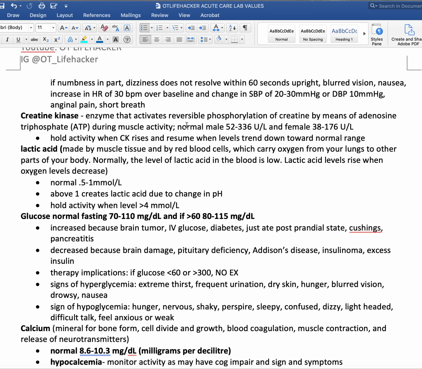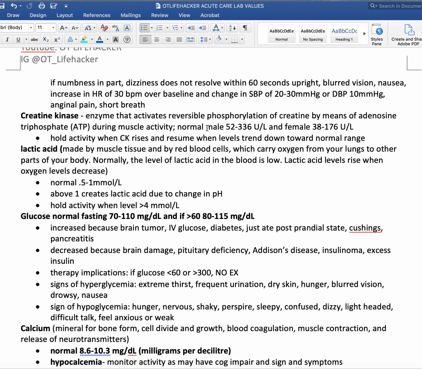Now, creatine kinase. This is the enzyme that activates the reversible phosphorylation of creatine by means of adenosine triphosphate during muscle activity. The normal for males is 52 to 336 and females is 38 to 176. What you need to know is the importance of holding activity if the creatine kinase rises, and resuming when the levels trend down into the normal. Always make sure that you're checking in with the team.